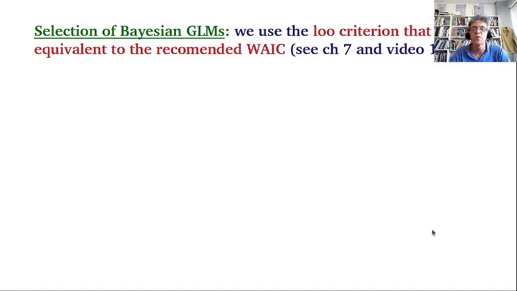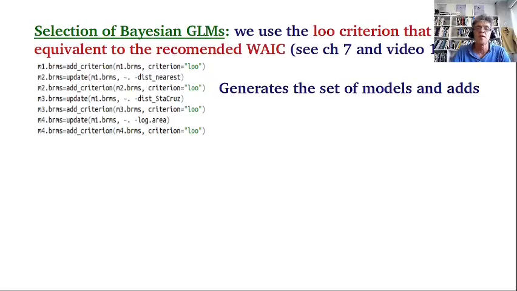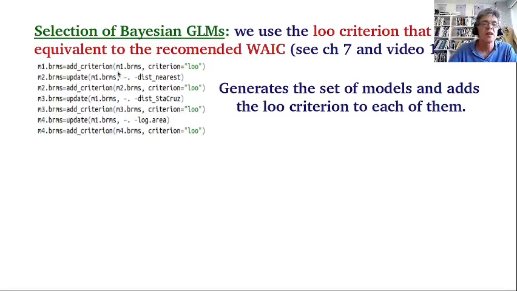So we are going to proceed with the model selection for the Bayesian GLM. We are going to use the LOO criterion that is equivalent to the Watanabe-Akaike information criterion. This was explained in chapter 7 and in video 11 of this series. So the first thing is that we generate a set of models. That is, starting with the model M1, we generate a model M2 and delete one of the explanatory variables, and then we add the LOO criterion to the resulting model.